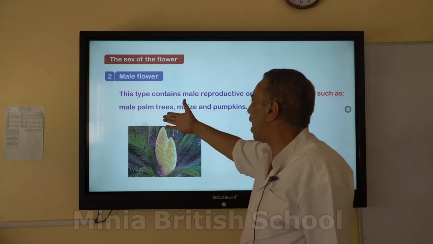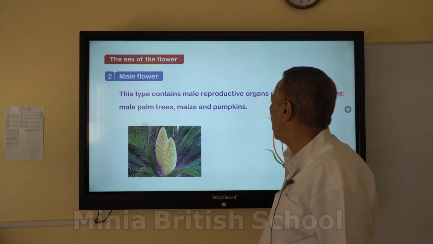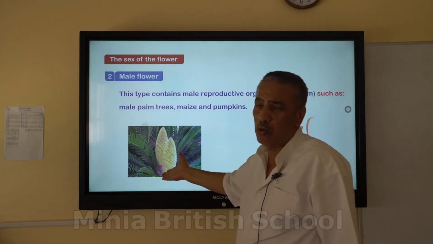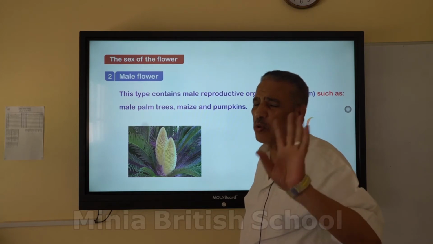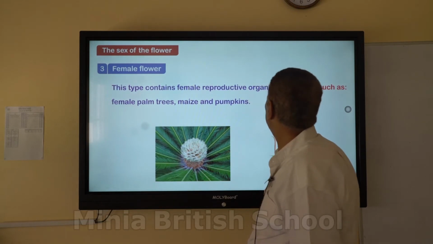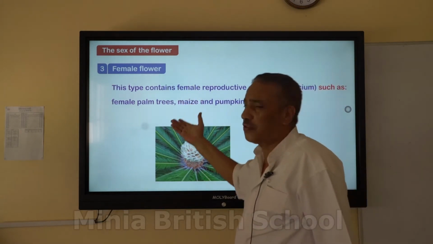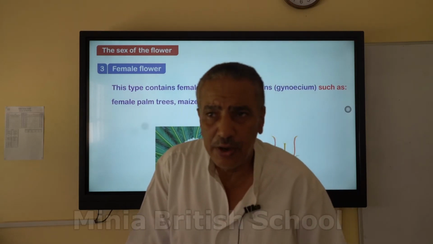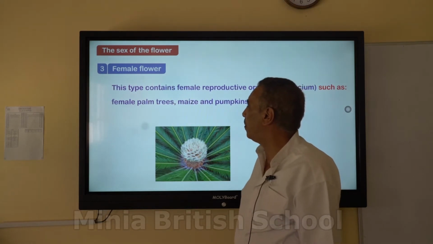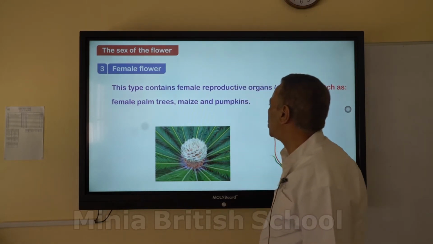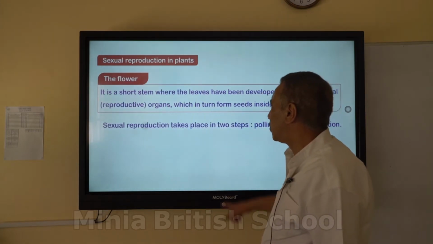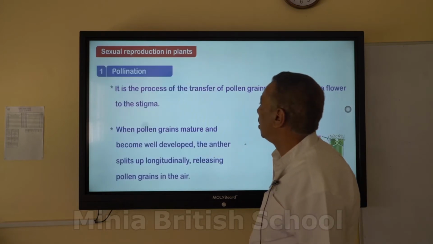While for the male flower, we have palm trees, maize, and pumpkins. Those are three different examples of a flower that contains stamen only, without the carpel or gynoecium. The female flower also contains the female organ only, the gynoecium or carpel, such as palm trees, maize, and pumpkins also. This is the meaning of the flower, and we explained it before.